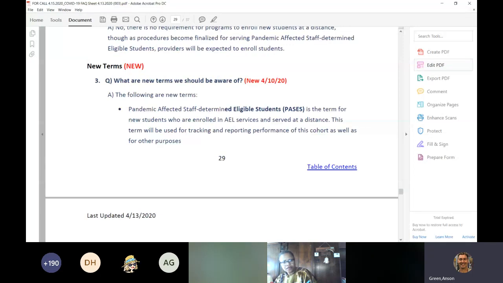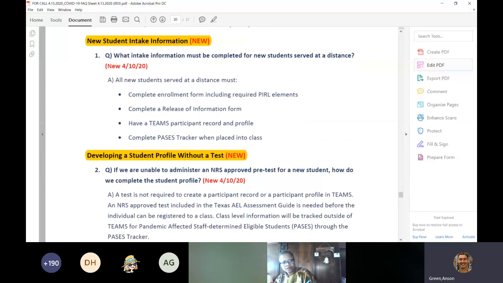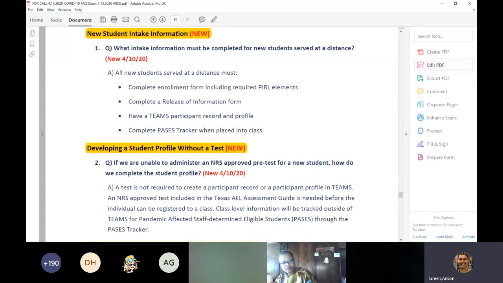We've been through the new terms here, but I wanted to walk through the intake information. I was going to have Mahalia take the helm here and walk through some of the new student information. So Mahalia, if you want to pop on, I'll mute myself to cut the airplanes out and give you guys a break. Thank you.